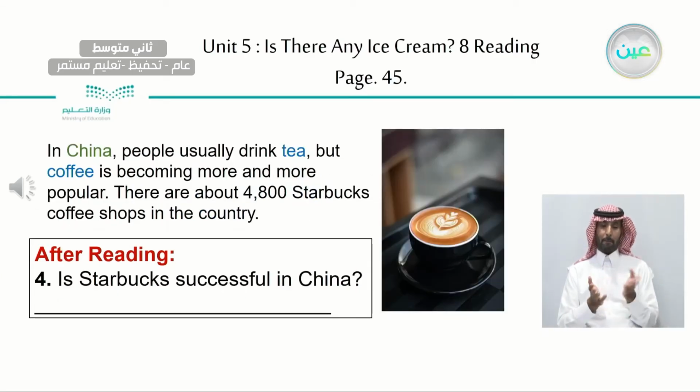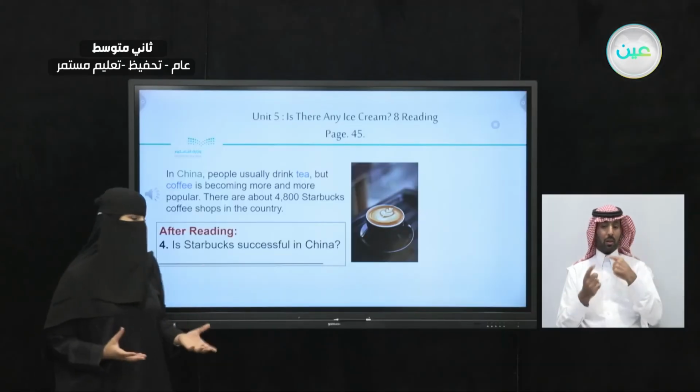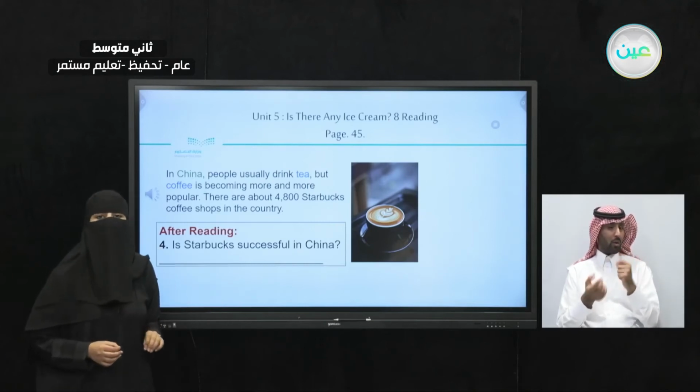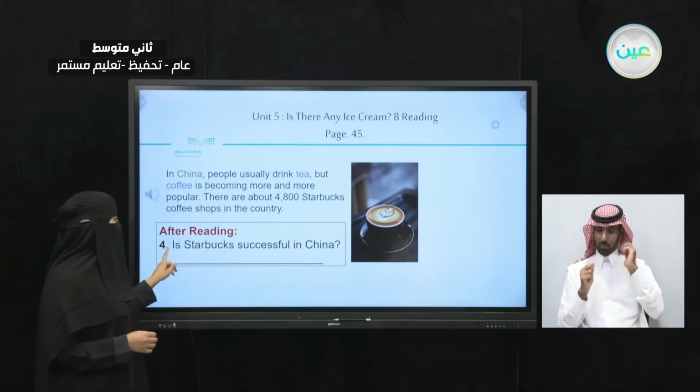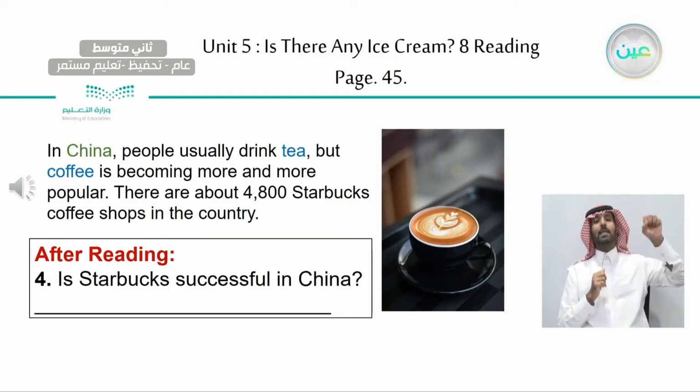Now, let's take a look at this part. Here we have the word China in green. That means this part is going to talk about something in China. Now, I want you to find the answer for this question. Is Starbucks successful in China? Now, let's find the answer.